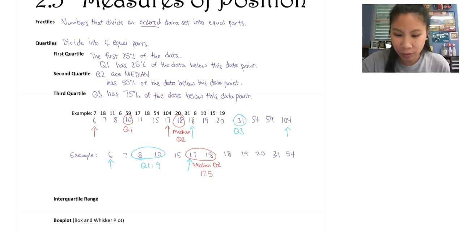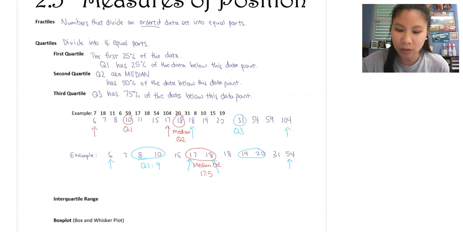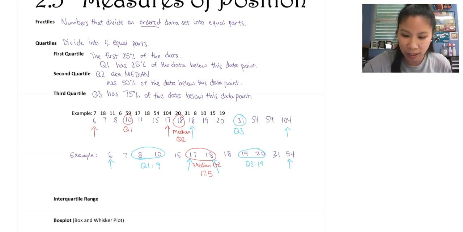I'm going to do the same thing to the other side. So because 17.5 was the median, again, I don't use the median itself to count towards the middle, but the number right next to it, so the 18 up until the 54. So the middle number ends up being between the 19 and the 20. So adding and dividing by 2, I'm going to get Q3 of 19.5.